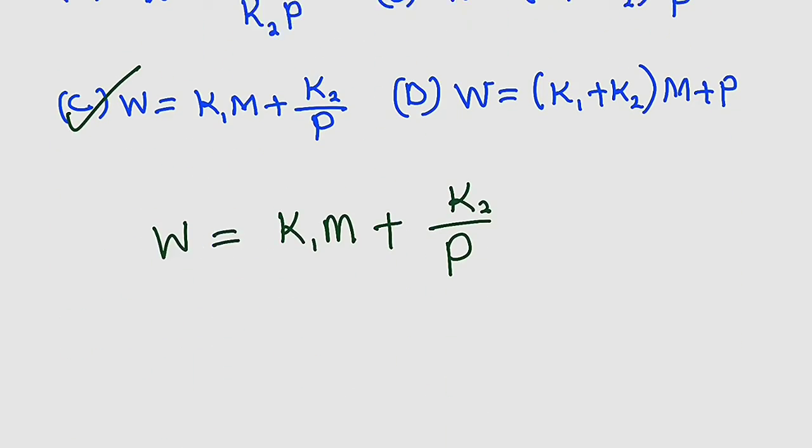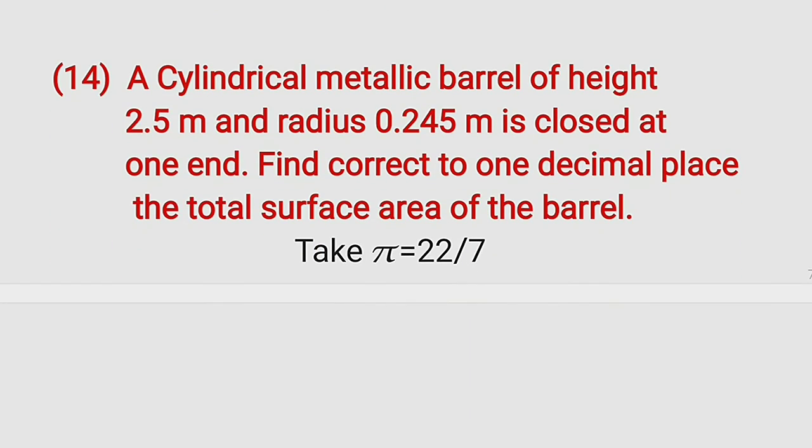Now let us move on to question number 14. Question number 14 reads, a cylindrical metallic barrel of height 2.5 meter and radius 0.245 meter is closed at one end. We're asked to find, correct to one decimal place, the total surface area of the barrel.